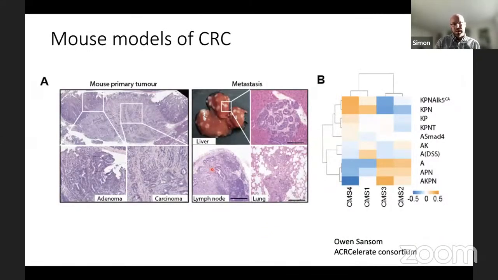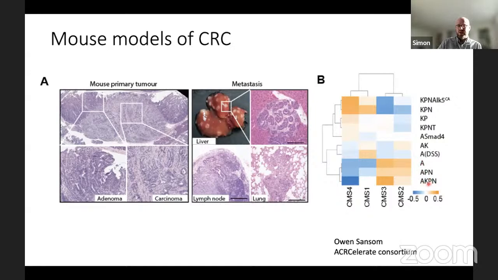Now, I'm sure many of you know there are a lot of improving mouse models of colorectal cancer, really led by Owen Sansom, but with a consortium that we're part of, the Cancer Research UK Accelerate Consortium, we've been able to share a lot of these mouse models around our community. These models are getting increasingly good. Here is a mouse primary tumor. I don't really need to say to pathologists that it looks like quite a decent representation of a human cancer. We also have these metastases that form, again, a pretty nice representation of a human metastasis in the liver, the lymph node, and the lung.